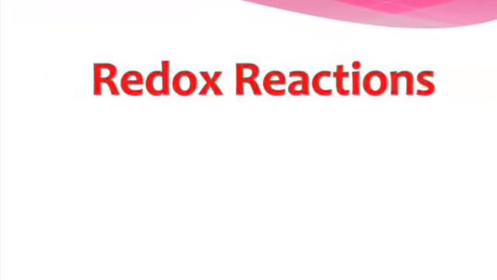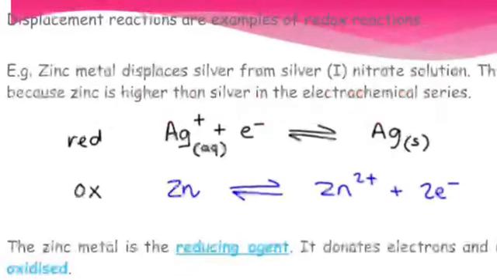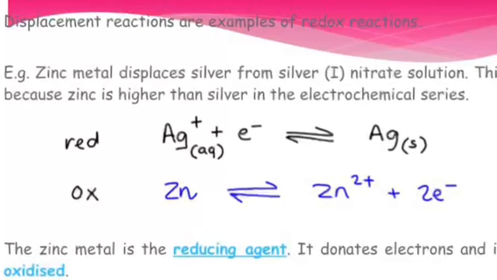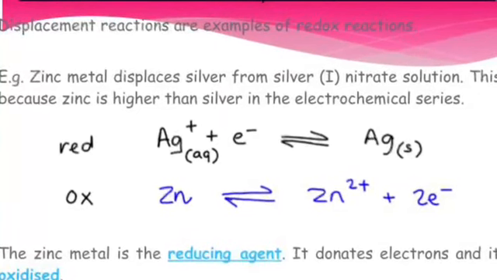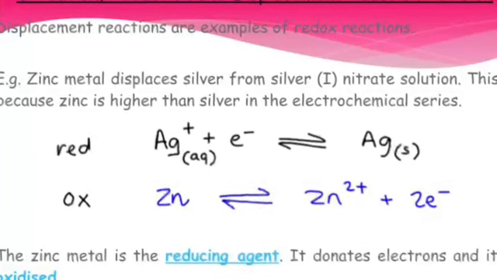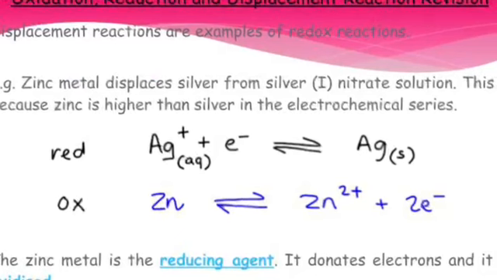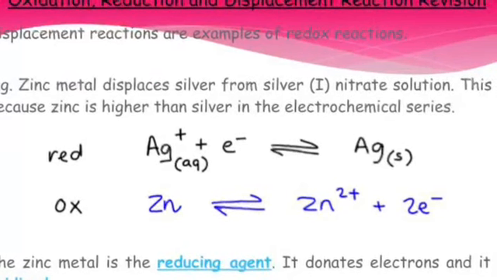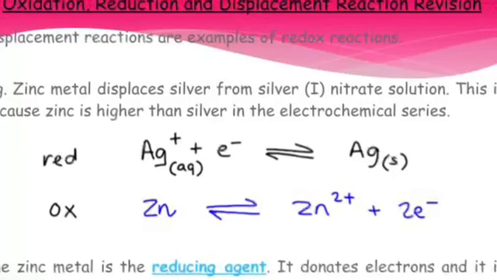Redox reactions. This is short for reduction oxidation reactions. This is where atoms within a reaction will exchange electrons. Metals generally lose electrons, and so they are oxidized. Non-metals generally gain electrons, so they are reduced. It is possible in displacement reactions for both things to be metals or for both things to be non-metals.